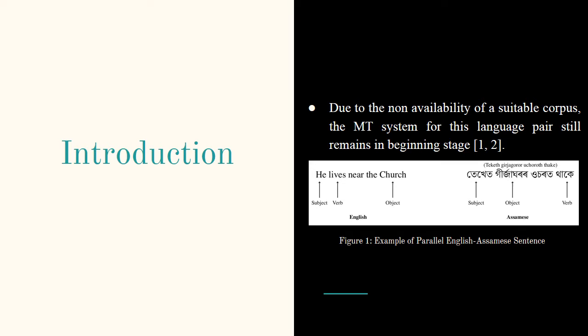So this is one example of English-Assamese sentences: he lives near the church. So here he is the subject, lives is the verb, and church is the object. But in Assamese, the word order is changed, like subject, object, verb. So the word order is completely different from English.